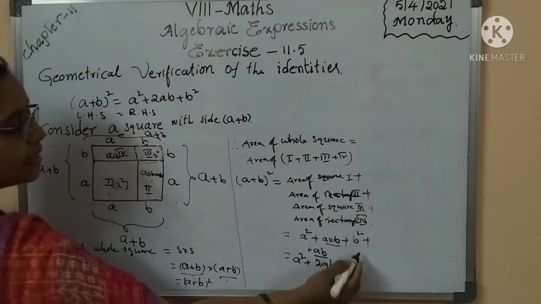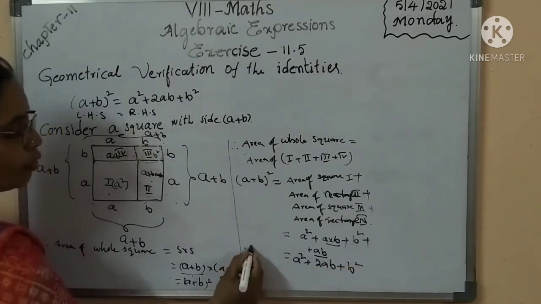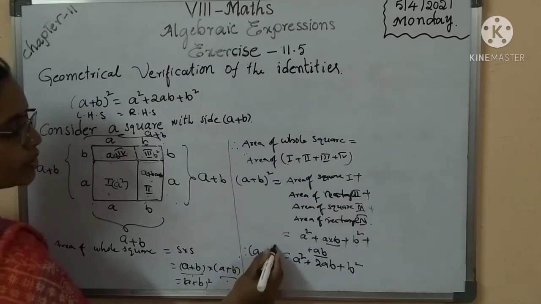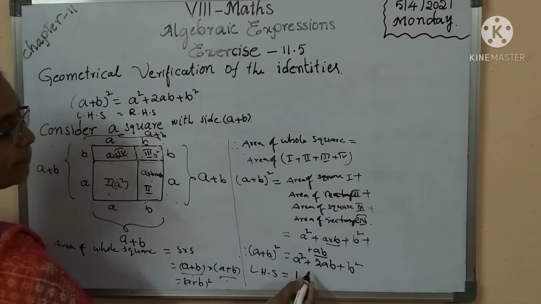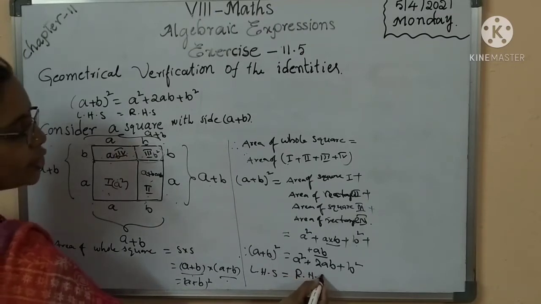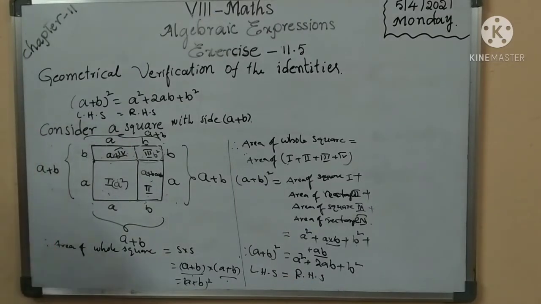2AB plus B square. Therefore, A plus B whole square equals A square plus 2AB plus B square. Finally, we get LHS equal to RHS. Did you understand, children?